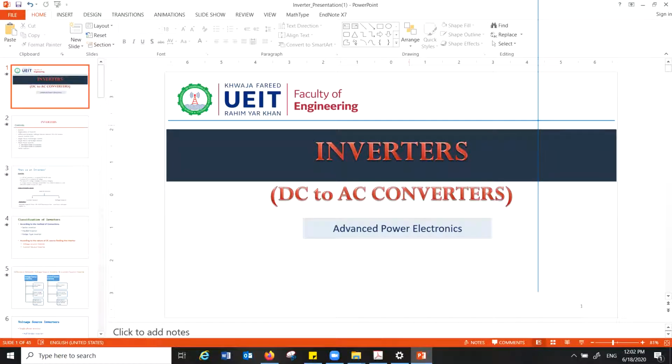Assalamu alaikum. Today we are going to discuss inverters. You already know the concept of inverter. It is a direct current to alternating current converter, similar to the rectifiers where we convert the alternating current to the direct current. This is the reversal of them.